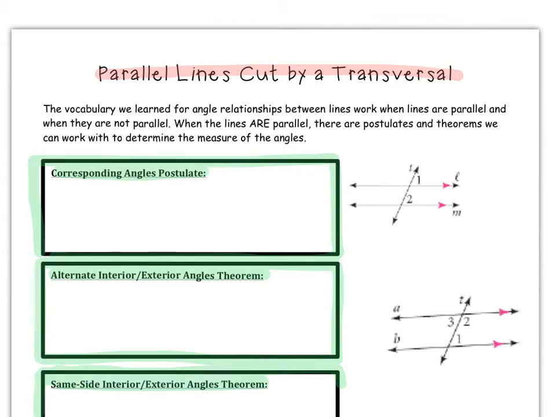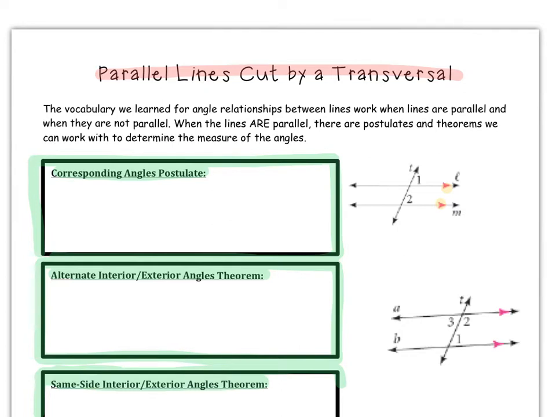The first one we're going to talk about is the corresponding angles postulate. If you notice this picture, I have two lines, line L and line M, and they're parallel. I know those lines are parallel because of the arrows here and here. Remember, those arrows just mean parallel. I can put them anywhere, on the ends or in the middle, wherever you want. They're telling you that those lines are parallel.